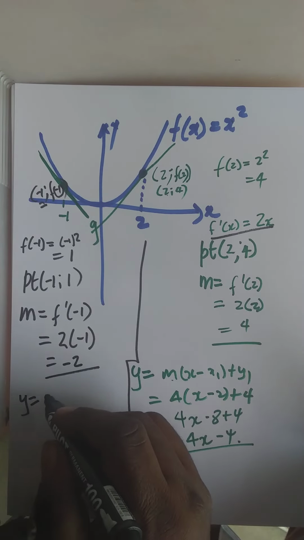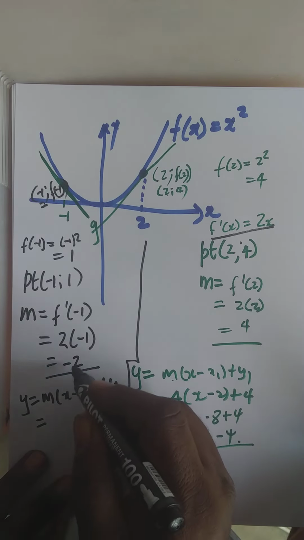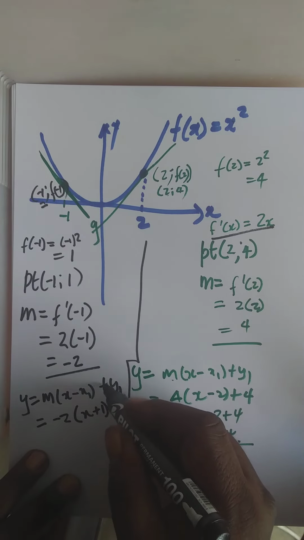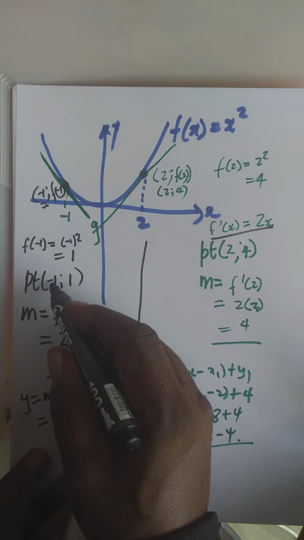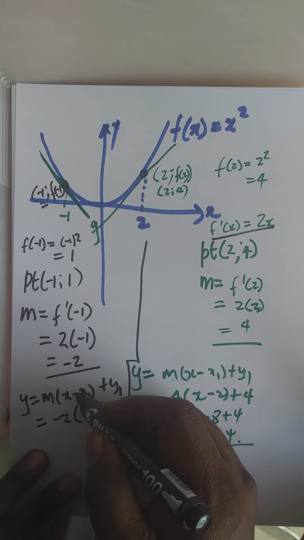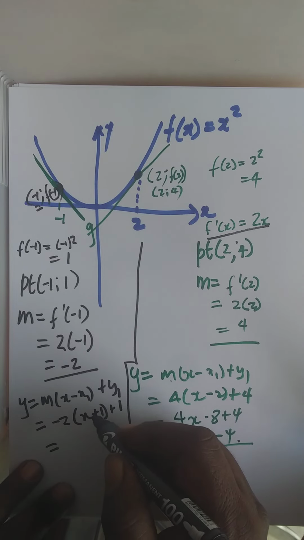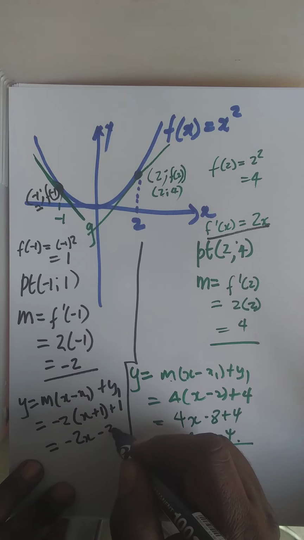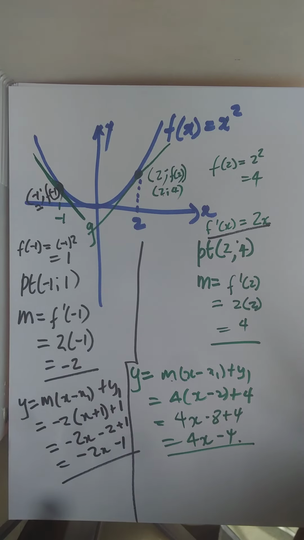So what is the equation? y equals m into x minus x1, plus y1. m is -2 into x minus x1, which is -1, plus y1. Because this is a negative here and x brings another negative, subtracting a negative becomes a positive, and that becomes -2x minus 2 plus 1, which is -2x minus 1.